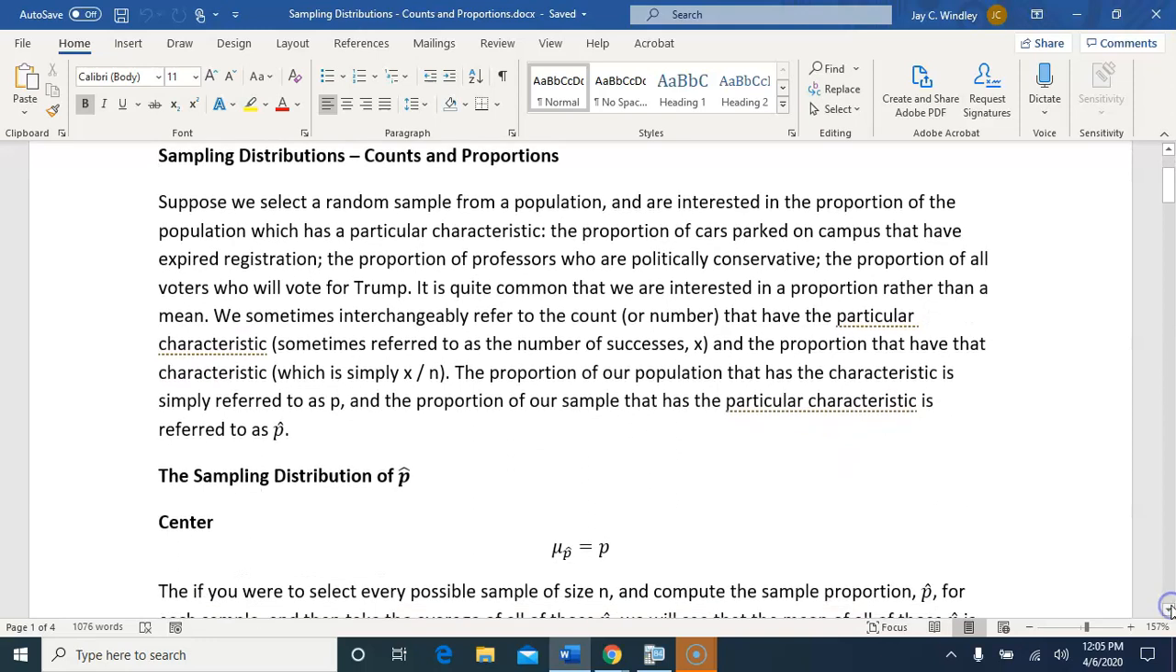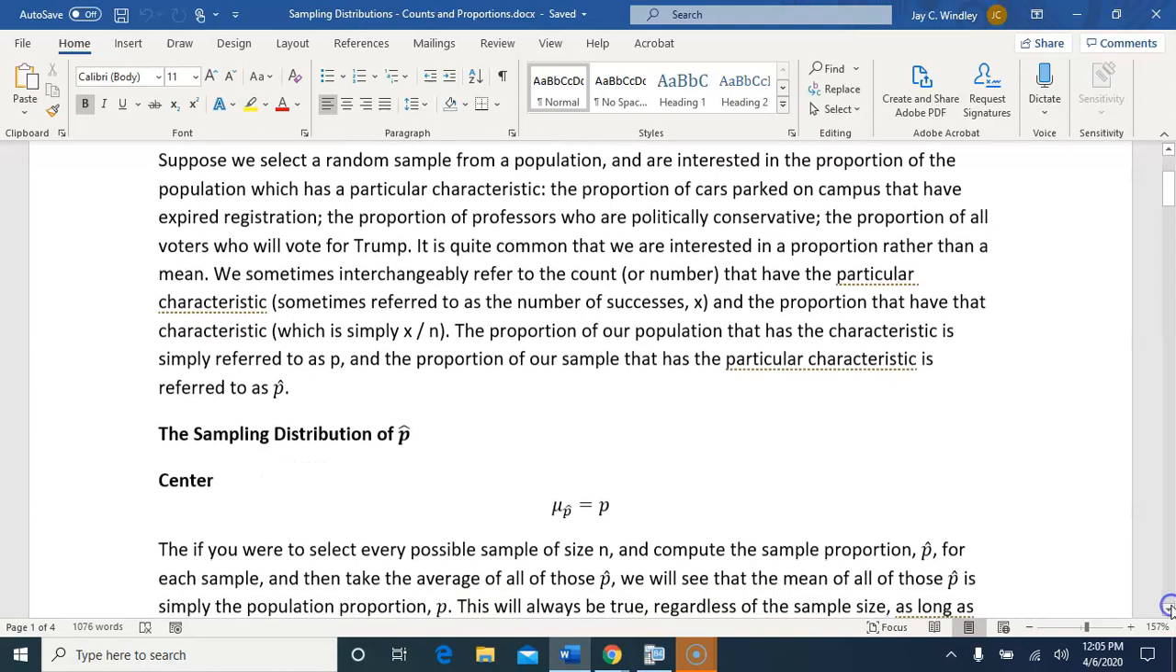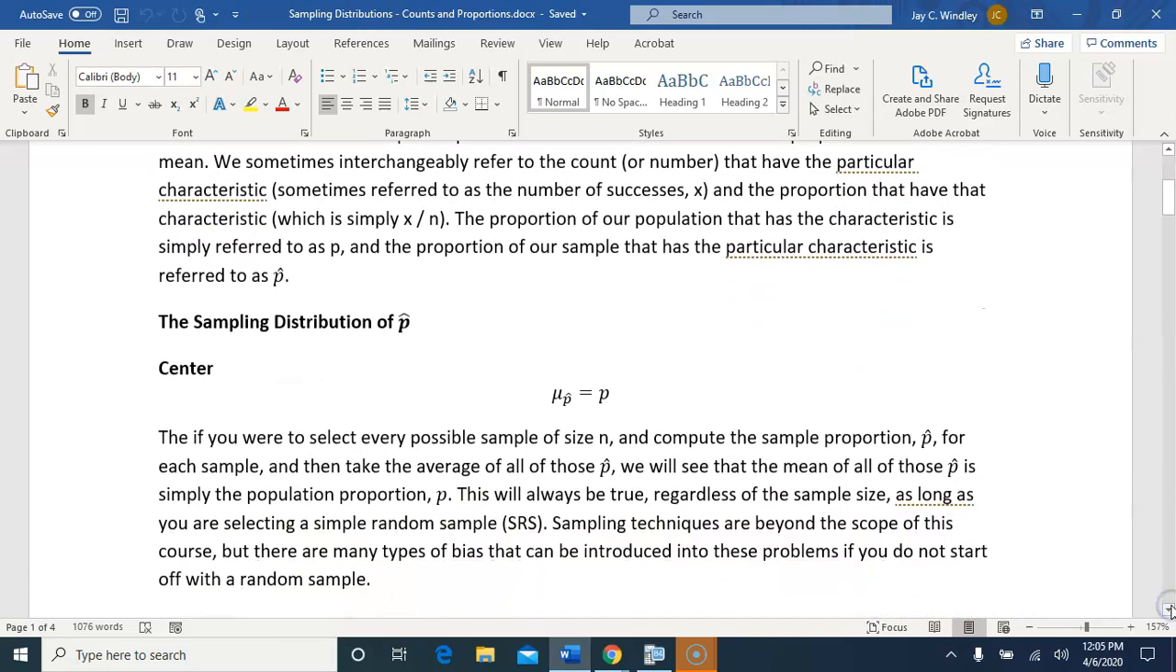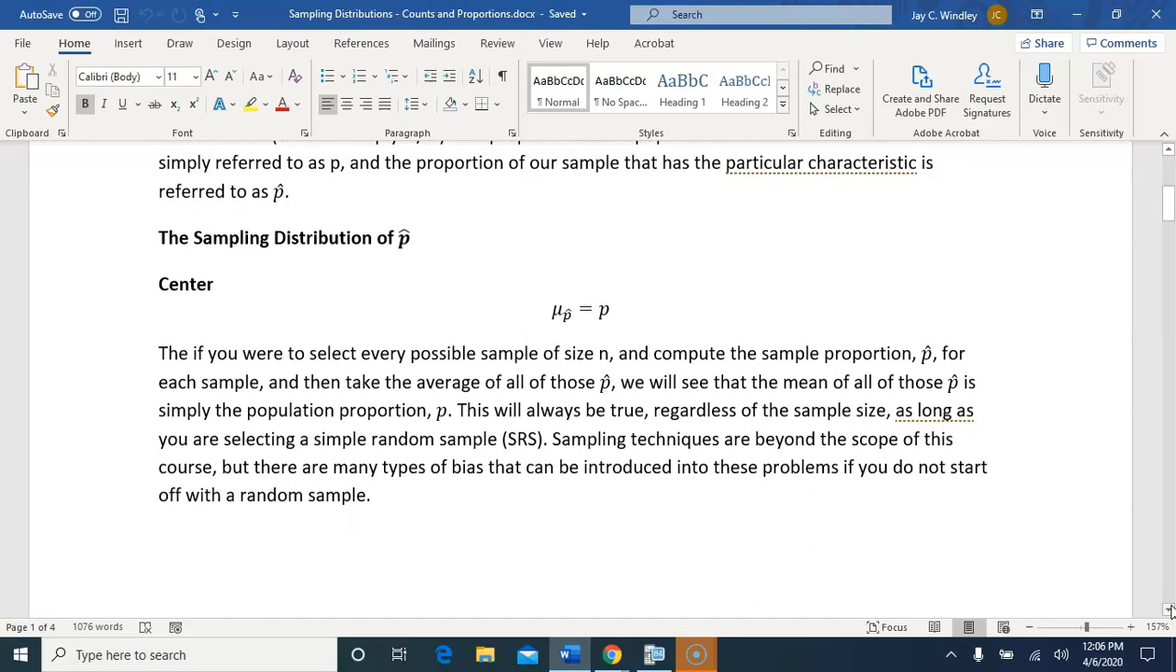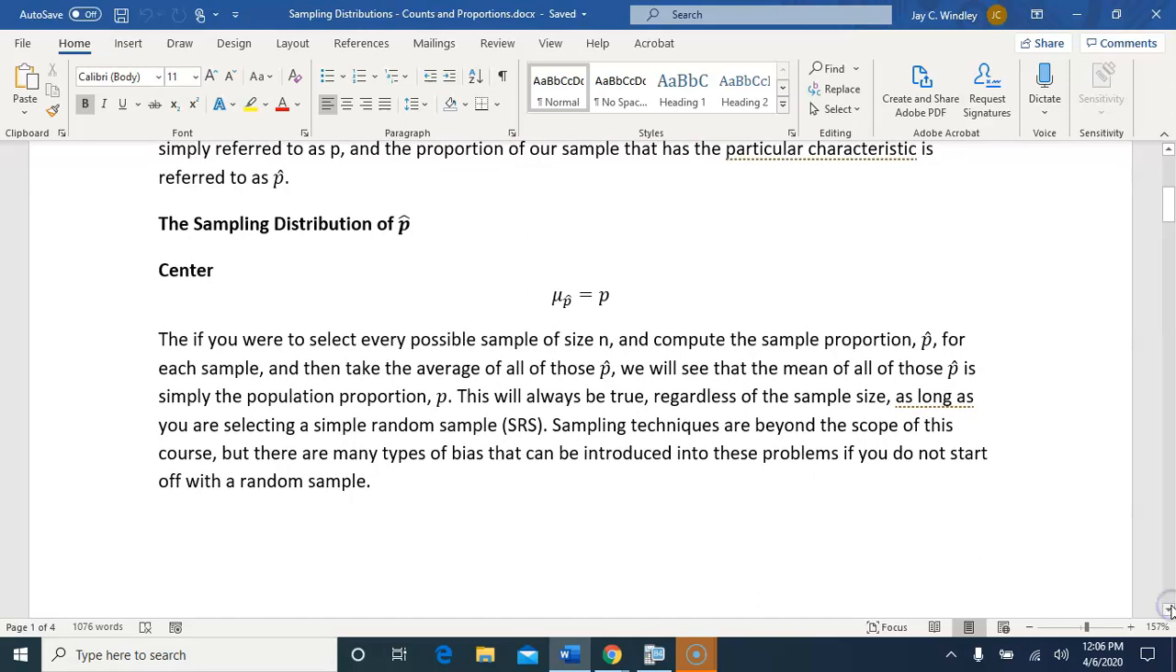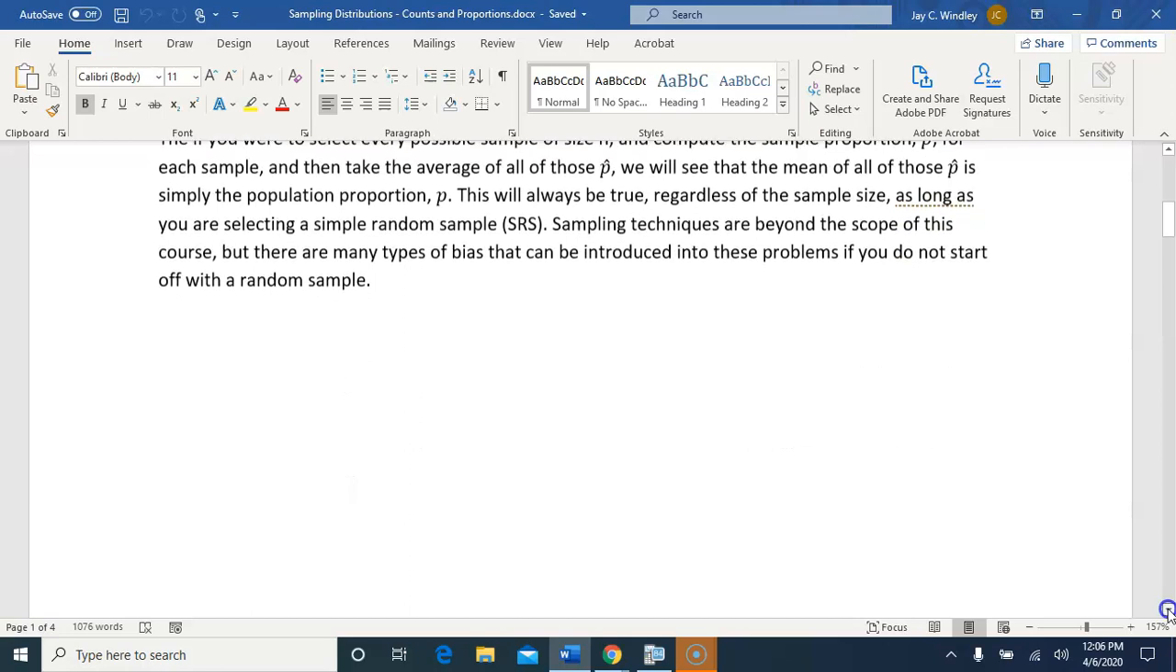So, similar to how we progressed with the sampling distribution of X bar, we're going to talk about the same topics with the sampling distribution of P hat. The center of the distribution of P hats. The mean of the P hats is the population P. If you sampled over and over again and created a sample proportion, P hat, for every sample, and kept a list of all of those P hats, the average of all those P hats should be the population P. This will always be true as long as you have a simple random sample.